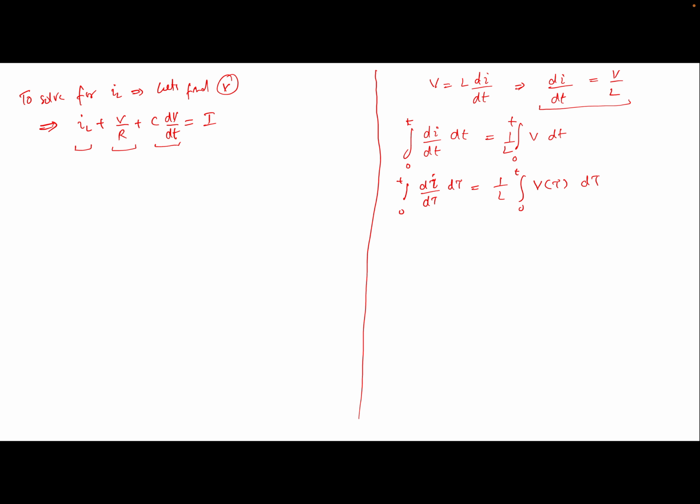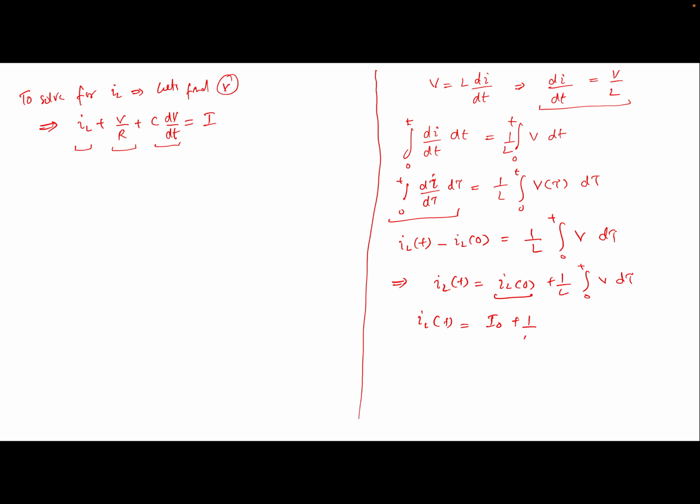If I were to solve this side, this is going to come out to be IL at t minus IL at 0 equals 1 over L, 0 to t, V d tau. Or IL of t comes out to be IL of 0 plus 1 over L, 0 to t, V d tau. Since this is the initial condition, I can write IL of t comes out to be I naught, the initial inductor current, assuming there was an initial stored energy, plus 1 over L, 0 to t, V d tau.